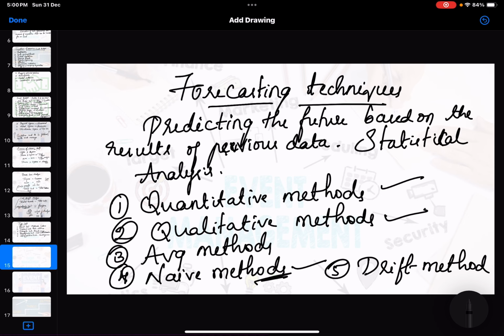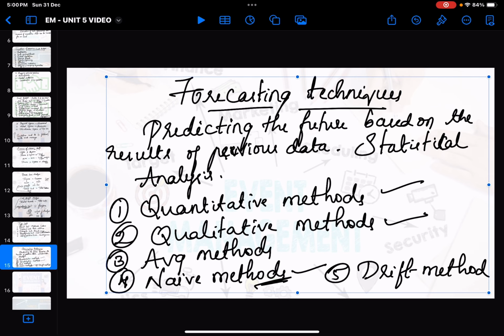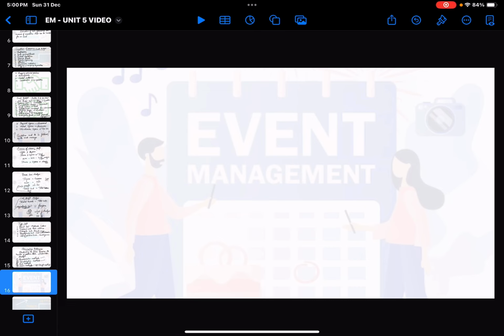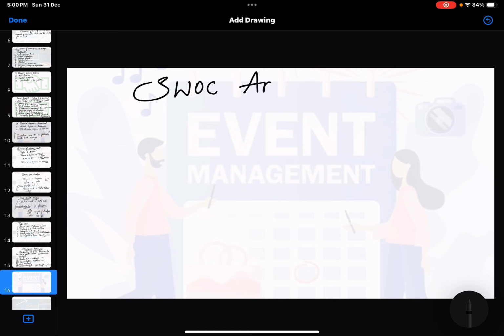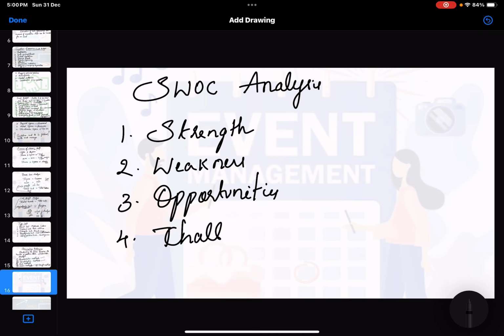Then the last topic in this particular unit is SWOC. SWOC means strength, weakness, opportunities, and challenges. SWOC analysis. So the first one we talk about is the strength, weakness, opportunities, and challenges.